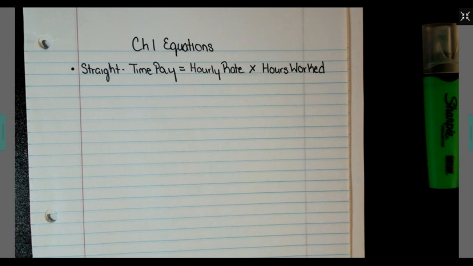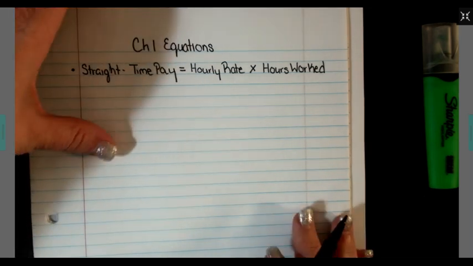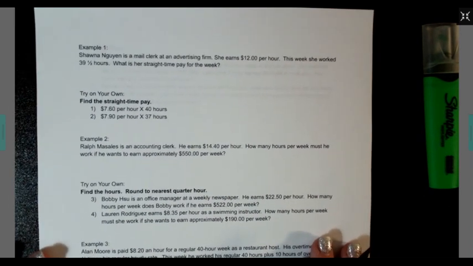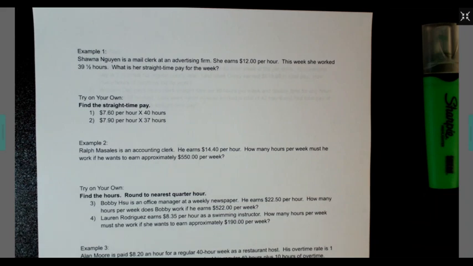Now, what we're going to do is you received a sheet of paper that looks like such. I'm going to work through the example for you, and then you are required to do the try on your own by yourself. Okay?